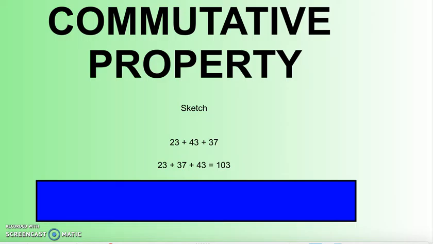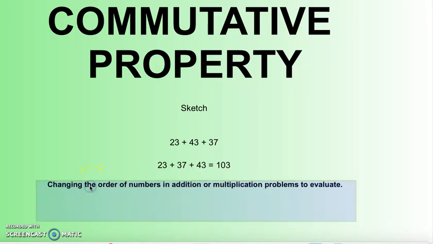Commutative property. Okay, so here's a sketch for it. And pause the video. Okay, the definition that I have, and if you have it: changing the order of numbers in addition or multiplication problems to evaluate or to find the answer. You are absolutely right. Nice job.